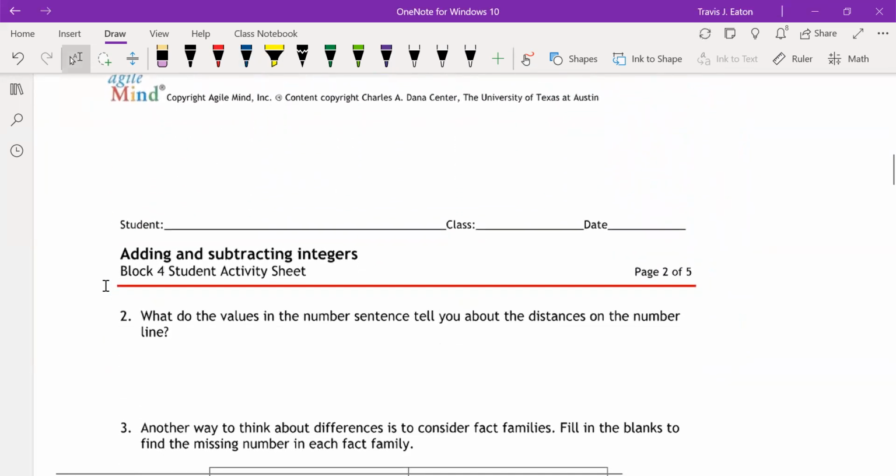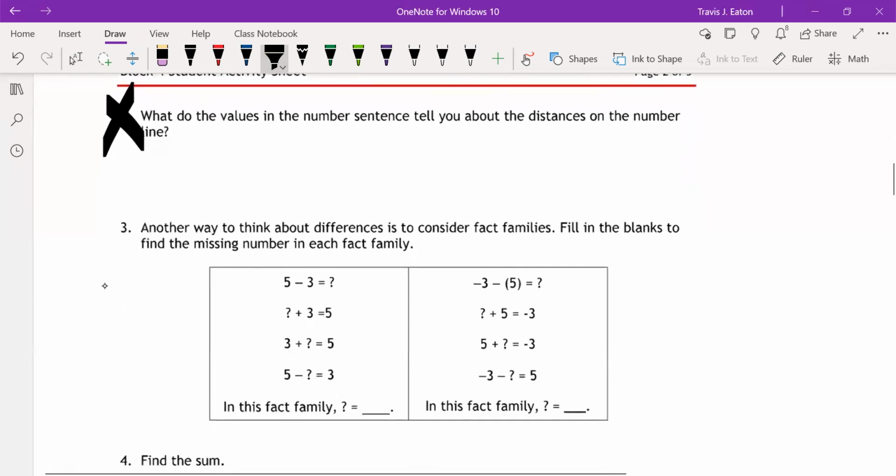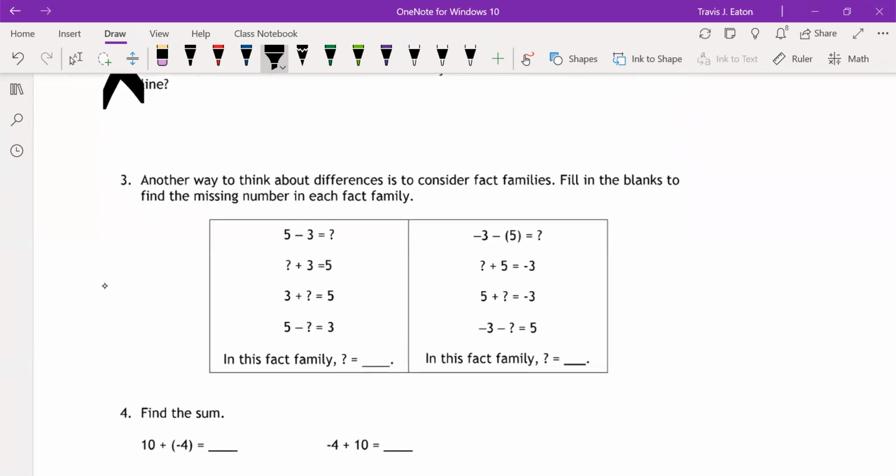What do the values in the number sentence tell you about the distances on the number line? You know what? You're going to love me for this. We're not going to worry about this one right now. So let's take a look here at number 3.